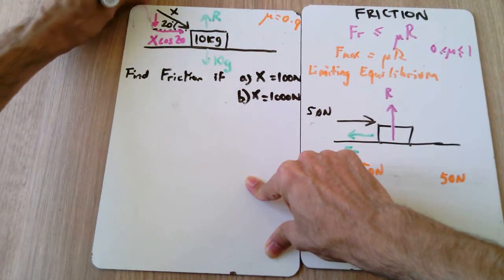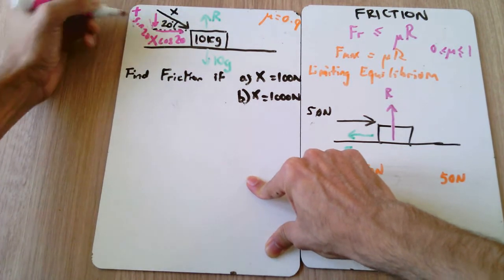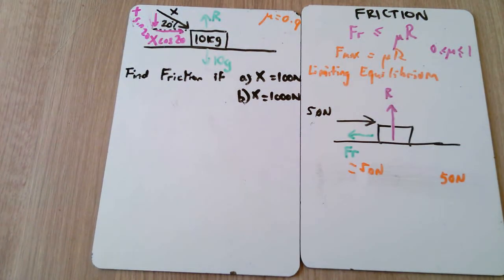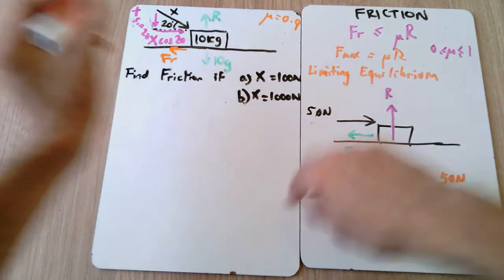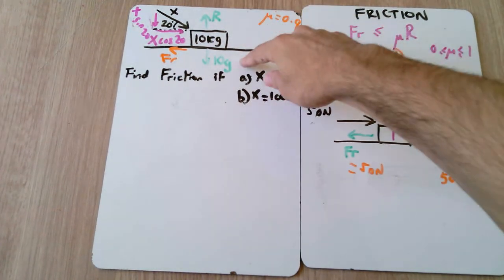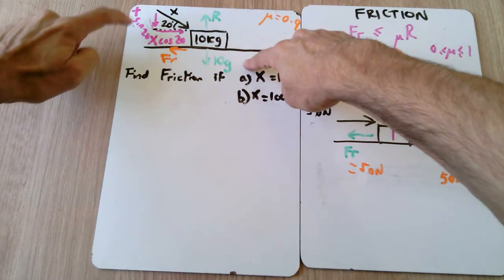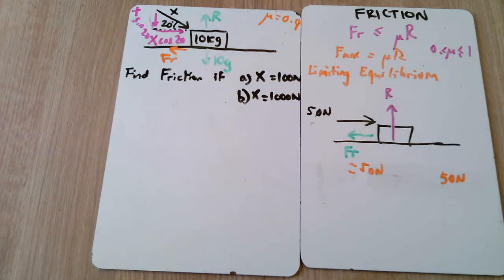Let's make that a little bit clearer. X sine 20. And we also have friction acting to the left. Over here we have our frictional force. So now R is not just equal to the 10g, but it's also equal to 10g with the X sine 20, because those are both acting down. So we are providing more force in the downward direction, making it more difficult to move.